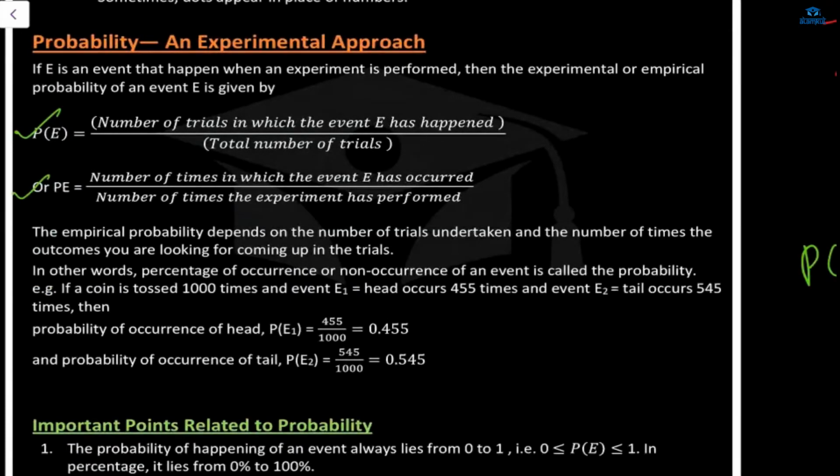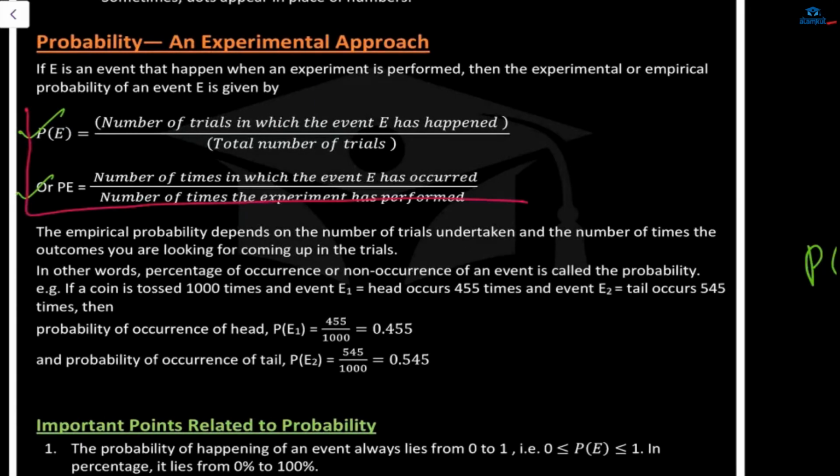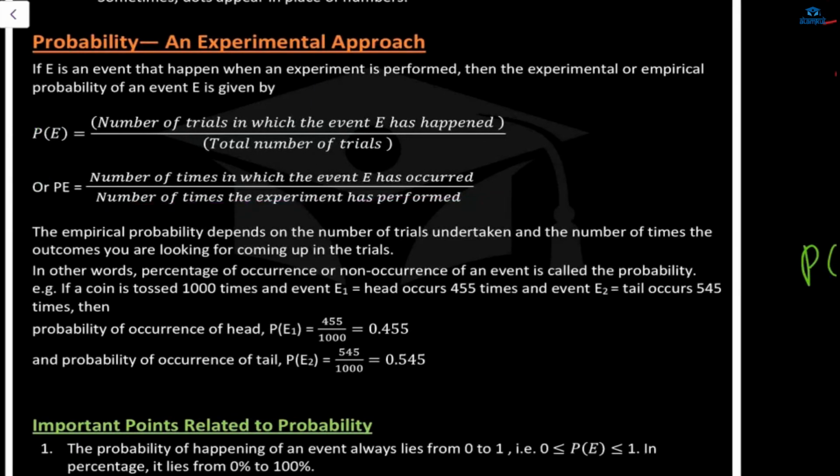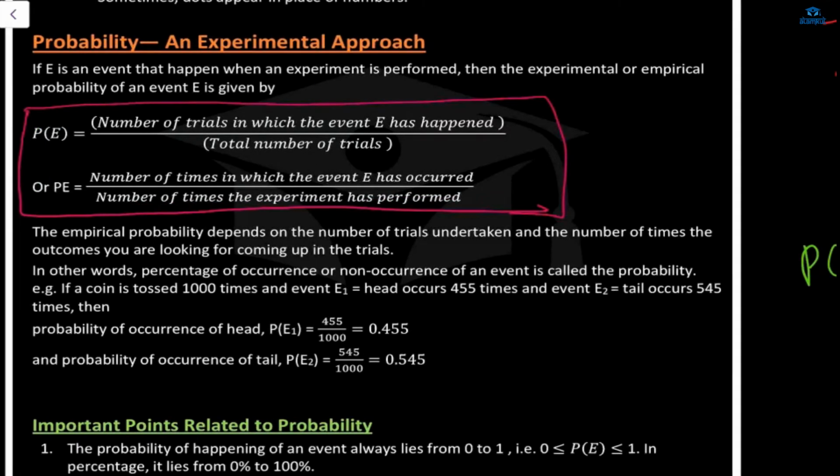This is the main formula of probability. Let's mark it. Or you can say the total number of times the event E has occurred upon the total number of experiment performances. For example, here, if a coin is tossed 1,000 times and event E, head, occurs 455 times and tail occurs 545 times.